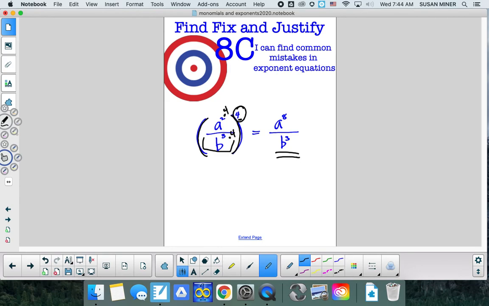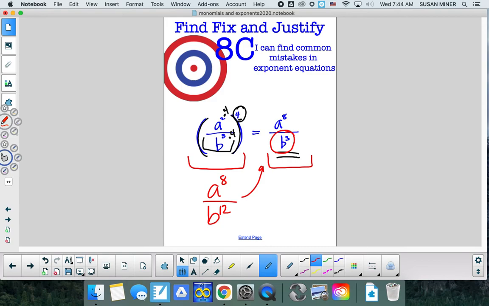A good way to do that is to go ahead and solve the problem itself. Solve this over here first and see what you get, then compare it to the result that's being given and see if you can find what error was made. If I solve this out, I'm going to get a to the 8th over b to the 12th. Comparing these, I see they just didn't distribute the power to the denominator.